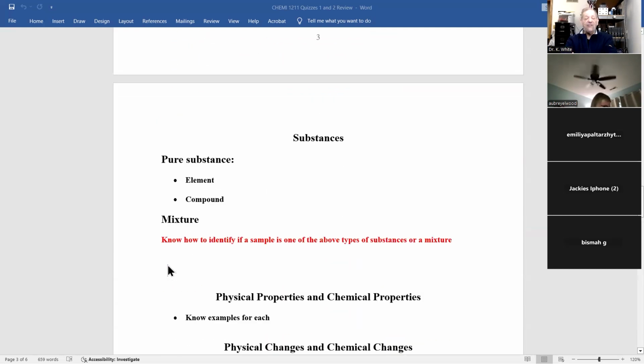Now, when we talk about substances, there are two types: an element and a compound. And the elements, and let me hold on while I open it up.